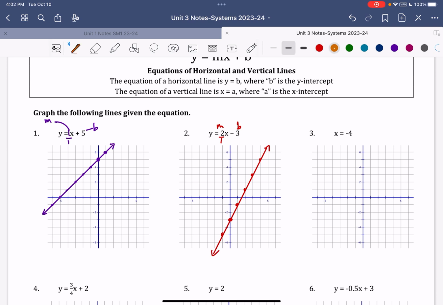X equals -4. This is a special case. This is a horizontal line. No, it's not. It's a vertical line. Sorry. Okay, it's a vertical line through X is -4, so it's everywhere X would be -4, which means it doesn't go through the y-axis at all.